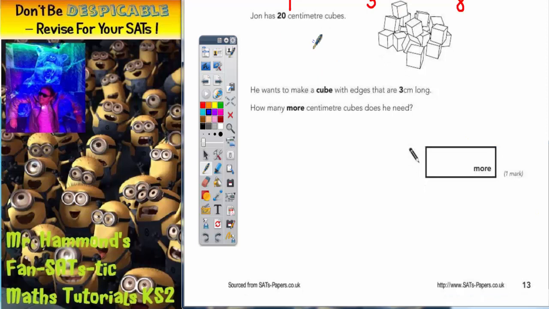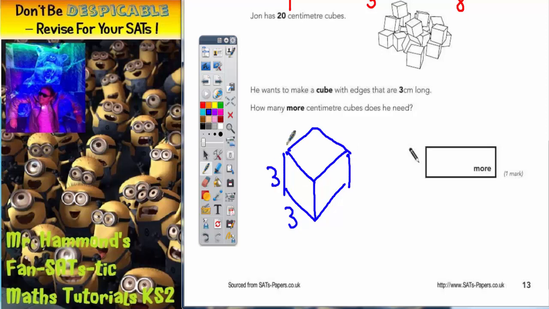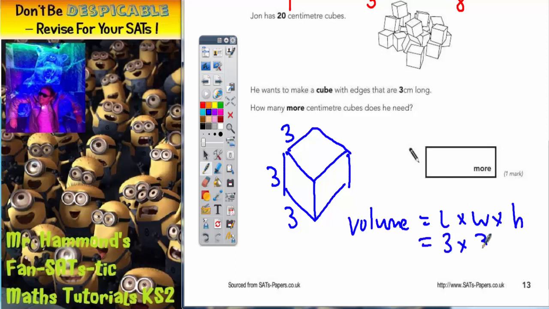John has 20 centimetre cubes. He wants to make a cube with edges that are 3 centimetres long. How many more centimetre cubes does he need? Well, if he wants to make a cube where all the edges are 3, so it's 3 forwards, 3 up, and 3 backwards, then the volume of this cube would be length times width times height, which would be 3 times 3 times 3. 3 times 3 is 9, and 9 times 3 is 27. So we would actually need 27 cubes.